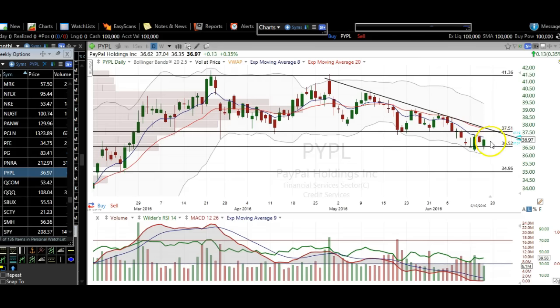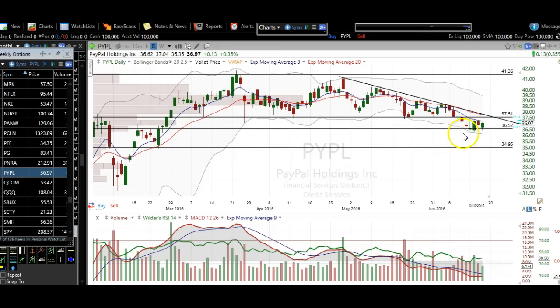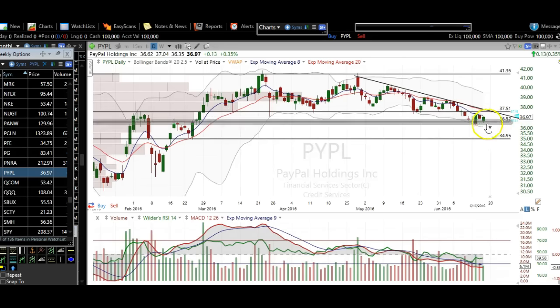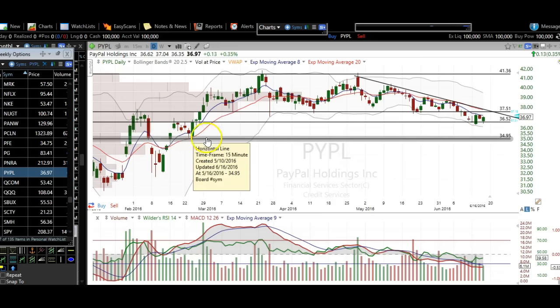So PayPal most likely going to be heading down. We've got this support that we're holding about 36.50. Eventually I believe that's going to be broken, and then we're going to come down and retest this 35 support down here.